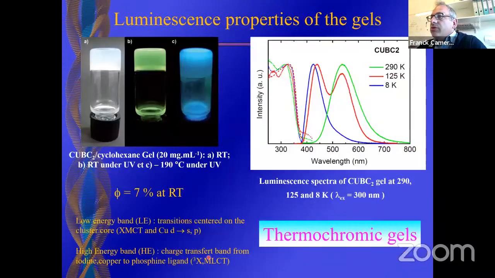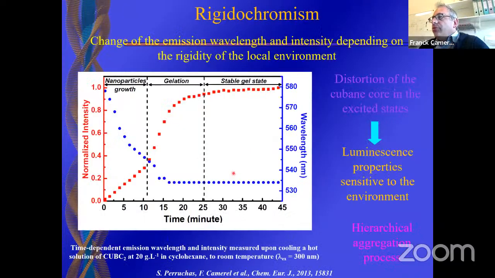So we can use here also the property of this cubane to check this. So first we check if these gels were thermochromic gels. So we have this cubane, and in fact, when you are at room temperature, you have a green emission. And when you go to low temperature, you have a blue emission. So this comes from the particularity of this cubane, and you can see that you have a gel here which can change its color with the temperature. But you can also use the rigidochromic properties here, for example, to probe the dynamic of the gel formation.